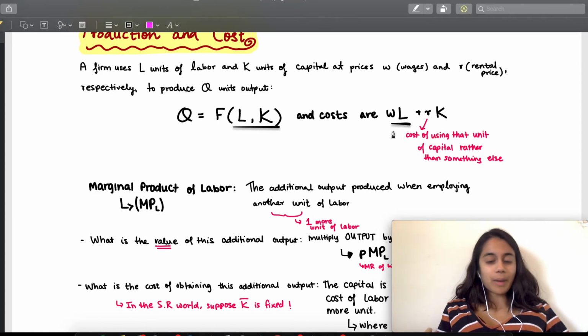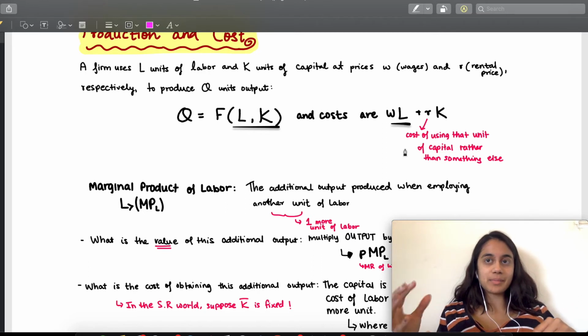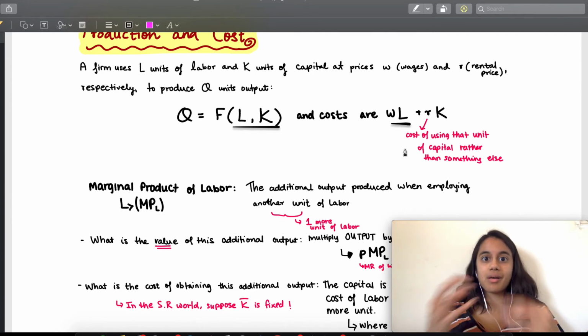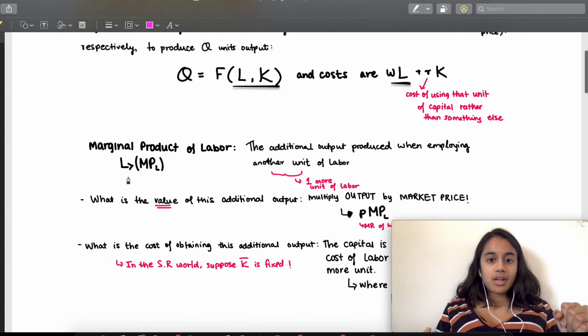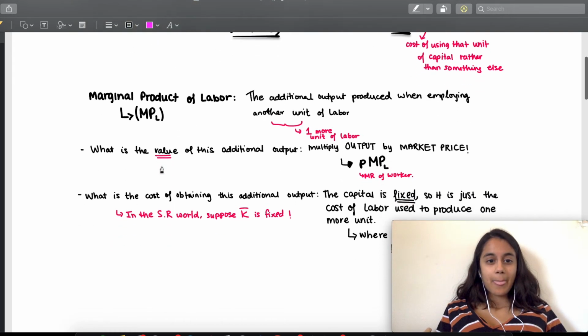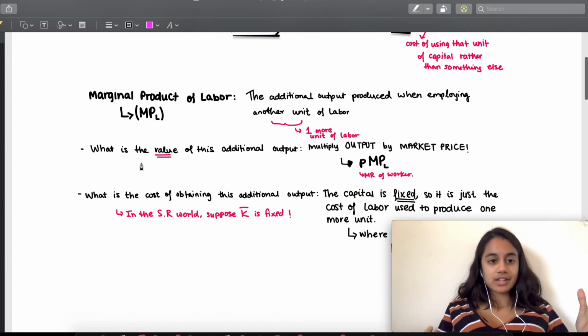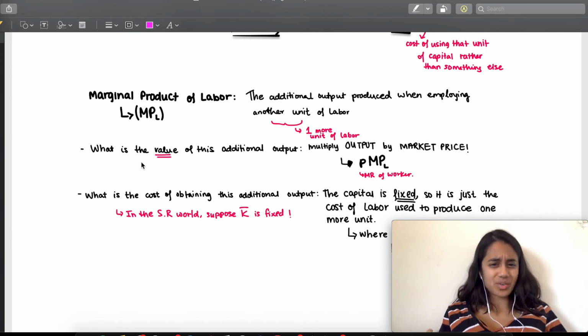And so you're probably asking, okay, why is it WL plus RK? Again, when you're purchasing a certain amount of labor, you multiply it by how much it's worth so that you can find the total cost of that labor. So that's why it's WL, and the same concept applies for R times K. Okay, so we just talked about the marginal product of labor, right? So this is what it looks like.